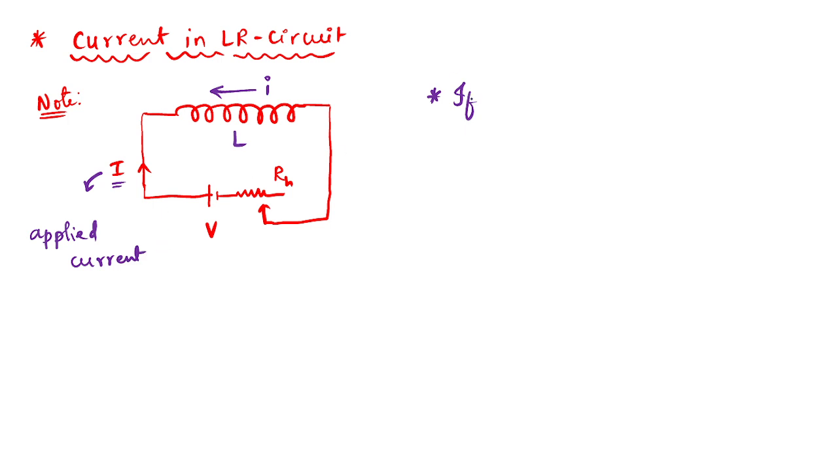If you try to increase the applied current, what happens here? The induced current also tries to oppose, and it tries to increase. Yes or no? We studied that already. So how much current can you actually increase? You cannot completely pass the current immediately. It tries to resist you. So it will take some time to increase. So how does it increase?